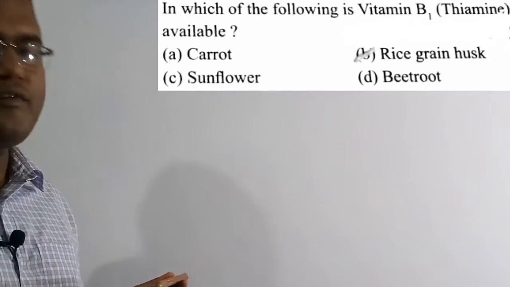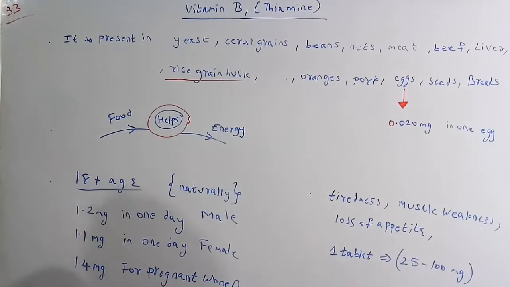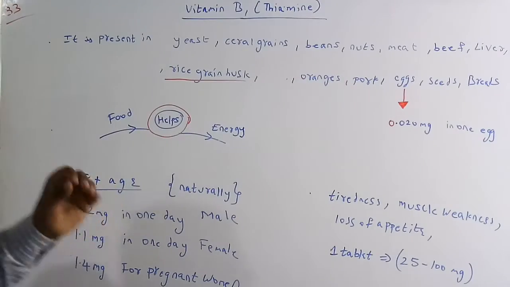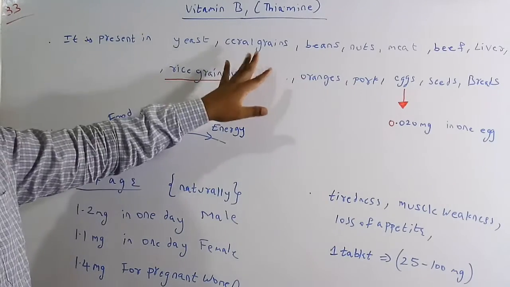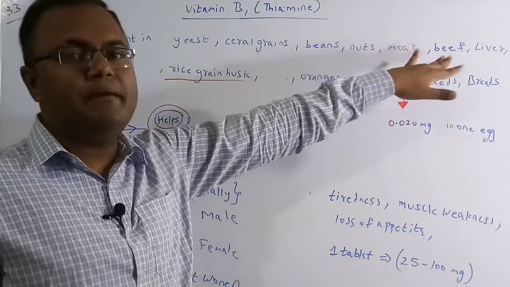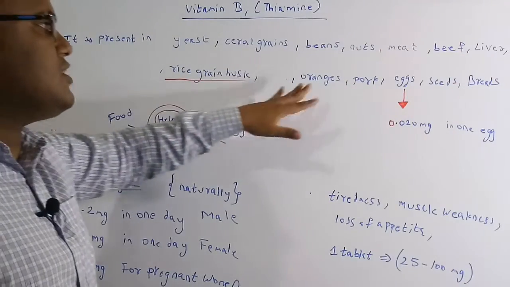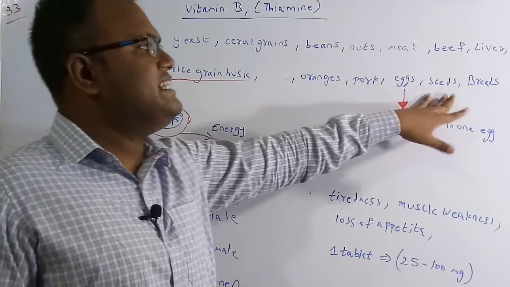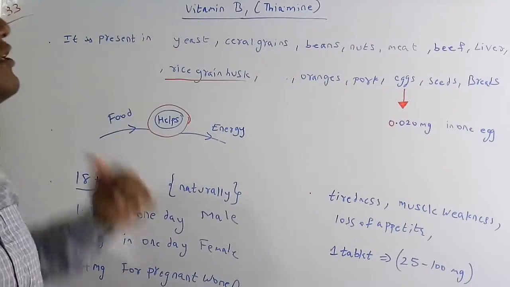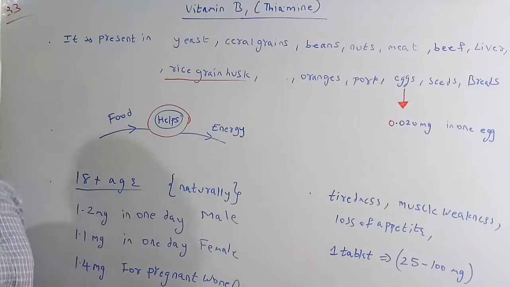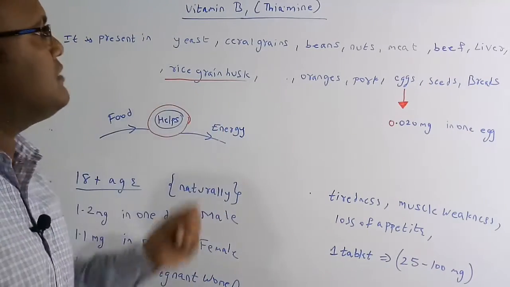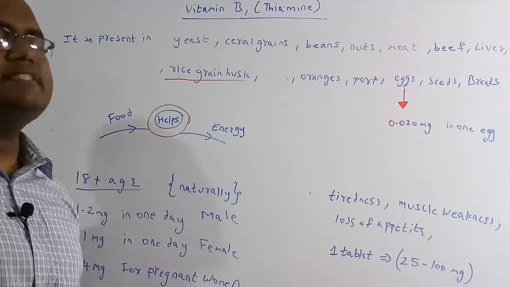So let's discuss some more facts about this. Now we'll discuss some of the important facts of vitamin B1. It is also called thiamine. It is present in yeast, cereal grains, beans, nuts, meat, beef, liver, rice grain husk, oranges, pork, eggs, seeds and breads. In these food items, vitamin B1 is present naturally. Therefore, since rice grain husk is given in the options, vitamin B1 is present in rice grain husks.